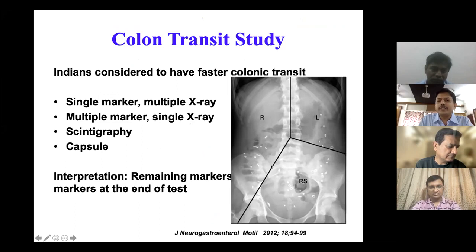And from there, you draw a line to the brim of the pelvis on the right side and the iliac crest on the left side and up to the midpoint of the spine above. Then you have the right segment, the left segment, and the rectosigmoid. And then you can assess what proportion of markers are retained in these areas and decide about a right colonic abnormal transit, left colonic transit, or a rectosigmoid retention. There are other methods as well, like scintigraphy and capsule, which are used. But the most common one is the X-ray method.